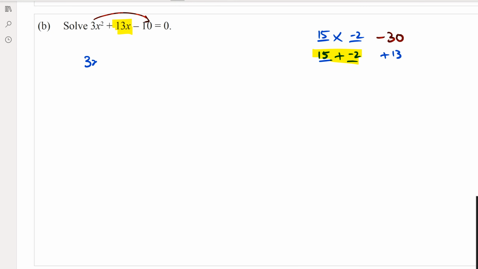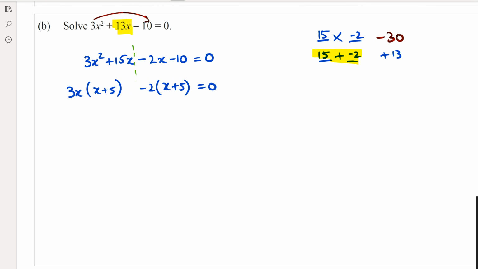So this is going to look like this: 3x squared plus 15x minus 2x minus 10 equals 0. And I'm going to factorize by parts. So 3x times x plus 5, minus 2 times x plus 5, equals 0. Now x plus 5 is the common factor. Take that out, and I've got x plus 5 multiplied by 3x minus 2 equals 0.